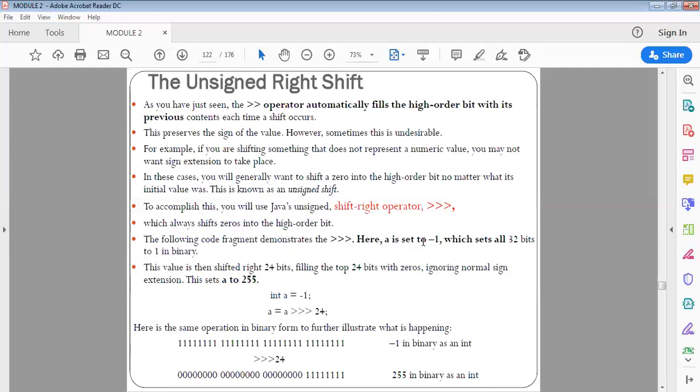So here is an example. Here you have a value a equal to -1. This -1 is to be shifted right by 24 times. The same operation when you carry it out will be given like this.